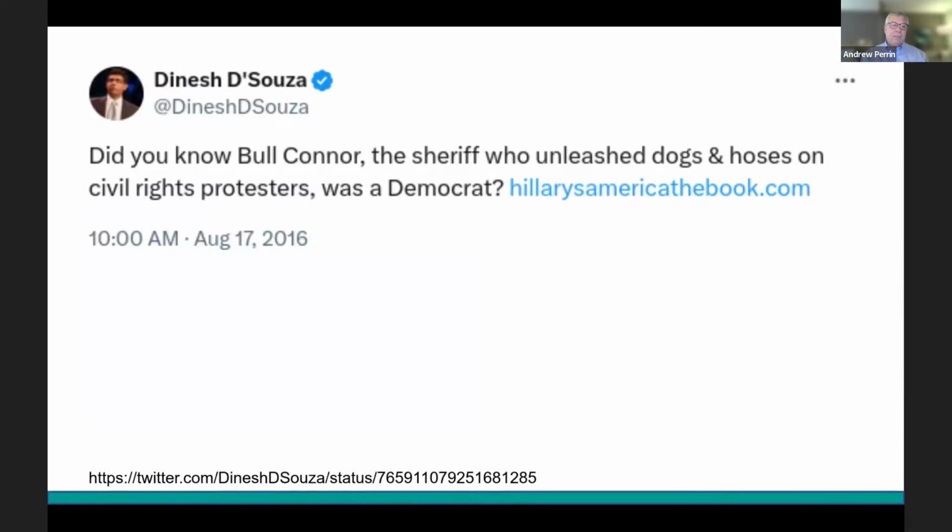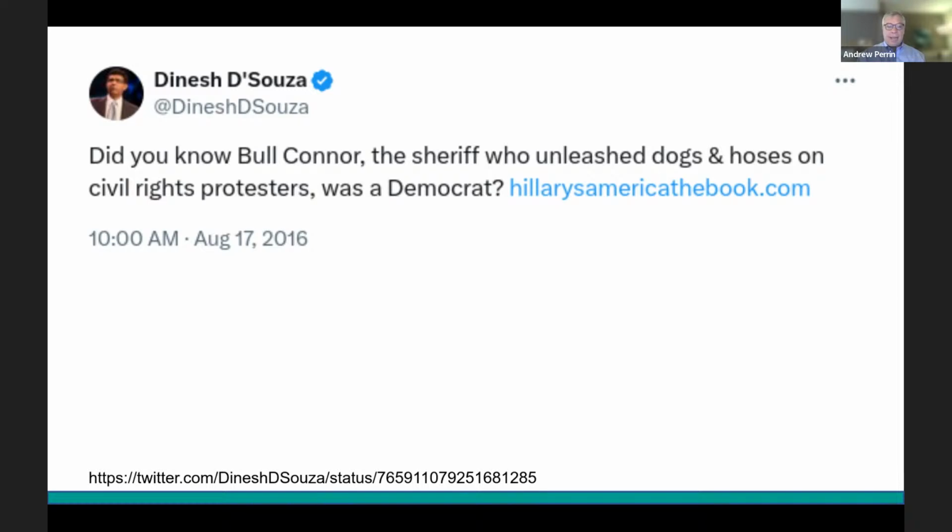Another case, this is from 2016. Dinesh D'Souza, another popular right-wing commentator, says, did you know that Bull Connor, who was the segregationist sheriff in Montgomery, Alabama, in the 60s, the sheriff who unleashed dogs and hoses on civil rights protesters, was a Democrat, right?